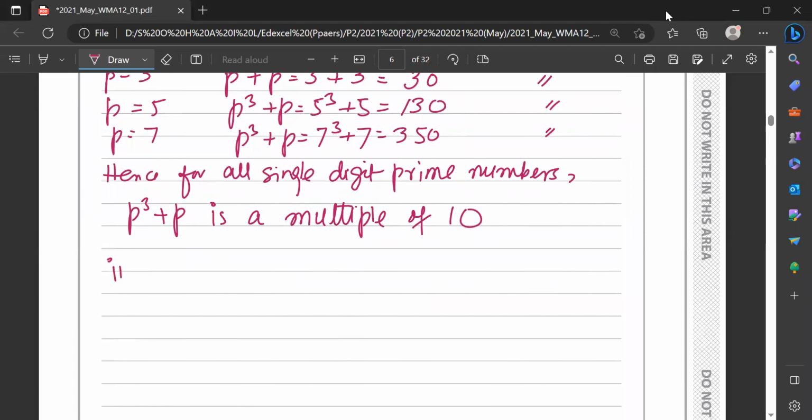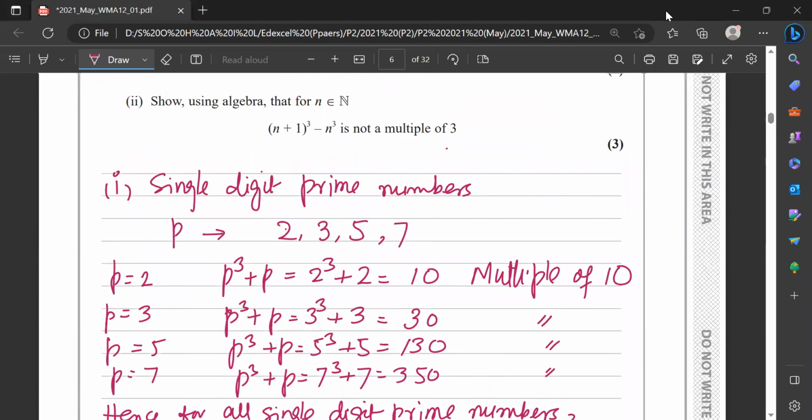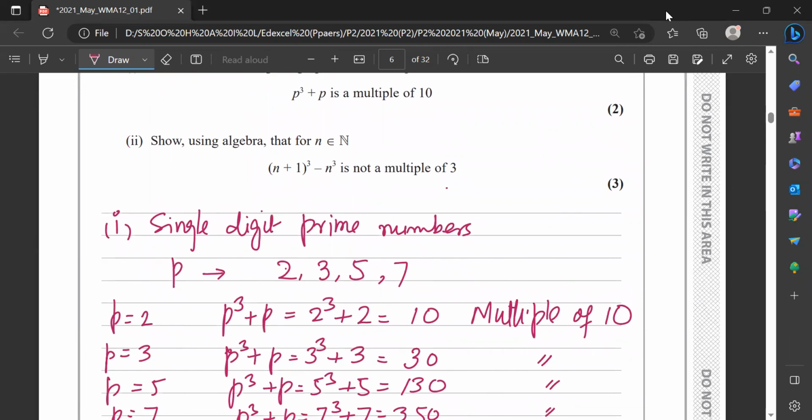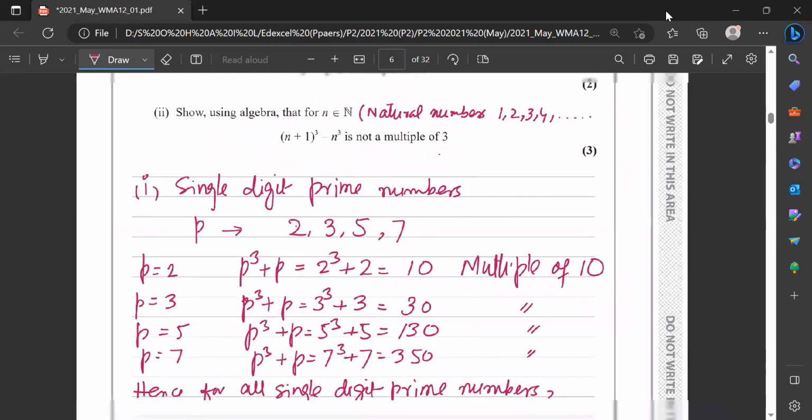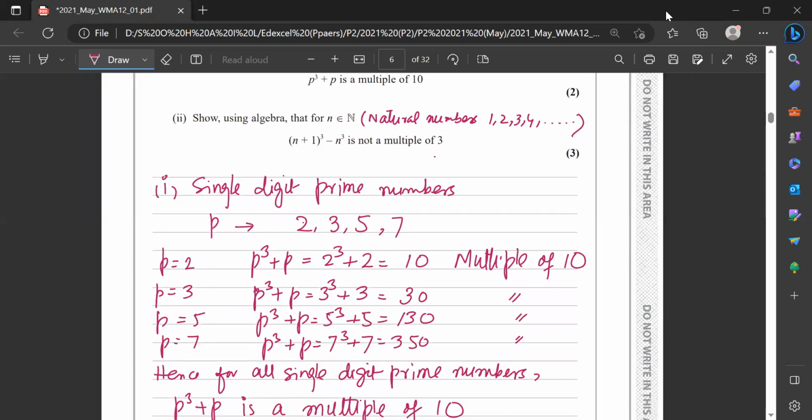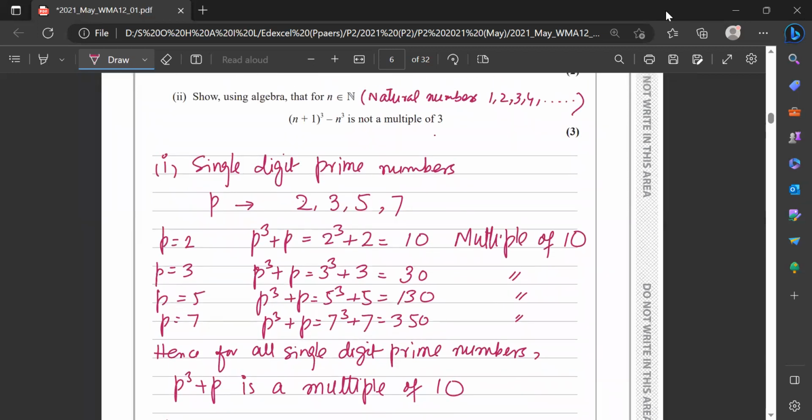Second part: show using algebra, for n belongs to N, where N means natural numbers. Natural numbers means 1, 2, 3, 4, and so on. So for all natural numbers n, (n plus 1) whole cube minus n cube is not a multiple of 3.